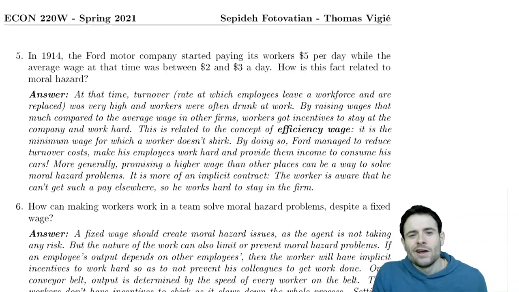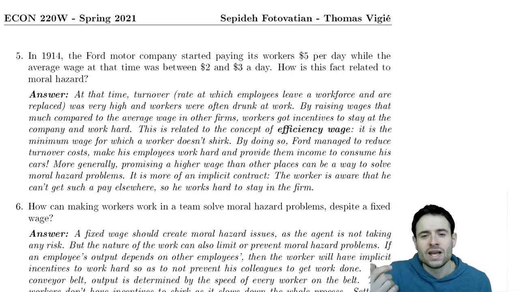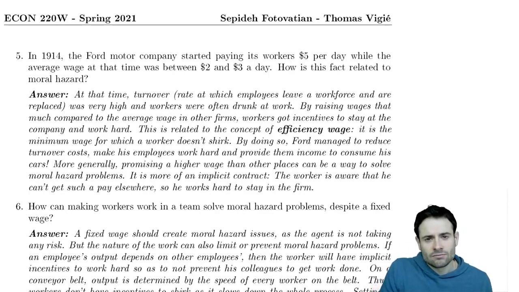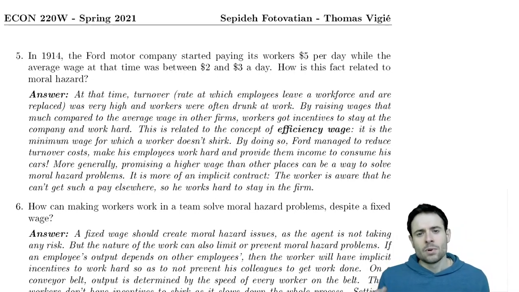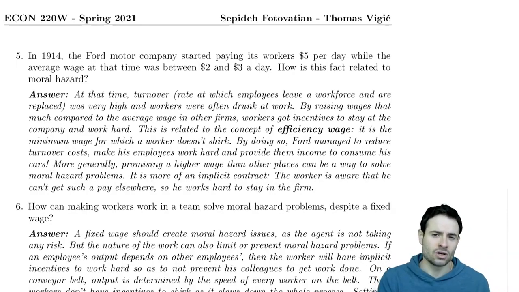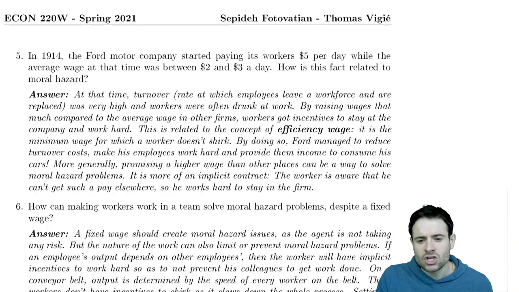So here, the agent, the worker, is exposed to a sort of risk. The risk is losing his position and losing this very nice wage if he doesn't work hard. Even though the wage is fixed, in principle, for a fixed wage, the agent doesn't provide effort. But knowing that his outside option is way worse than his current position, he will probably provide effort to keep it. So here, promising a higher wage than other places can be a way to solve moral hazard problems.